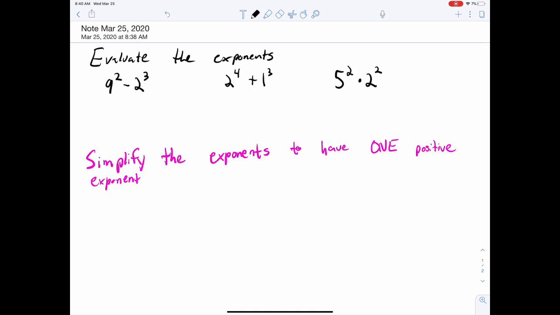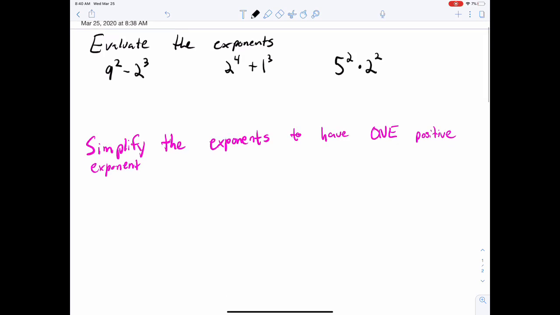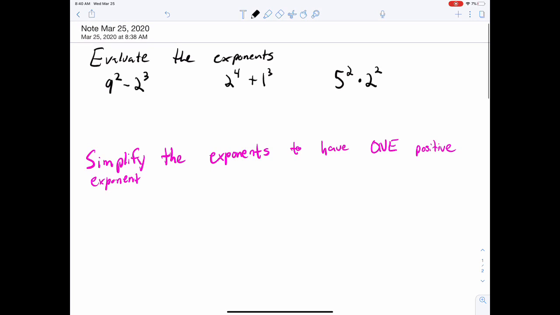So grab a piece of paper and a pencil, please. And if you just try to evaluate these exponents: 9 to the second power minus 2 to the third power, 2 to the fourth plus 1 to the third, and 5 to the second power times 2 squared. You can pause the video and then see the answers. This is just to recap, refresh your brain from yesterday.